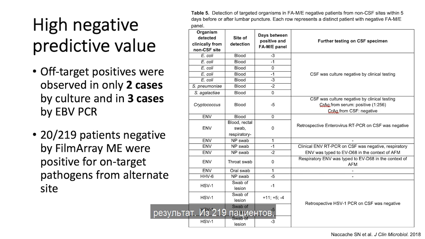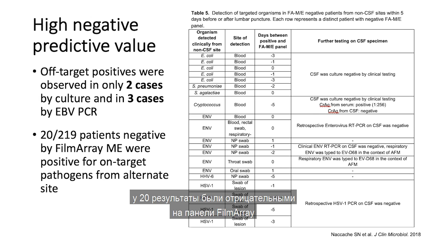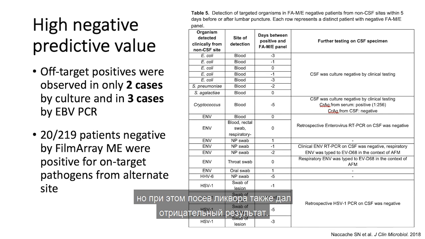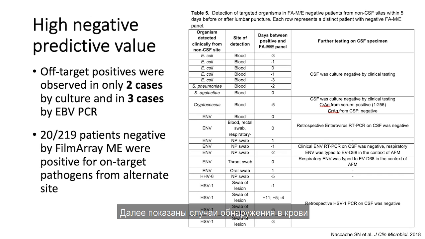And of the 219 patients that we looked at, 20 that were negative by the FilmArray panel were positive for an on-target pathogen from alternate sites. That's listed here in this table. If you look from the top, that included a number of E. coli that were recovered from blood. CSF culture was also negative.